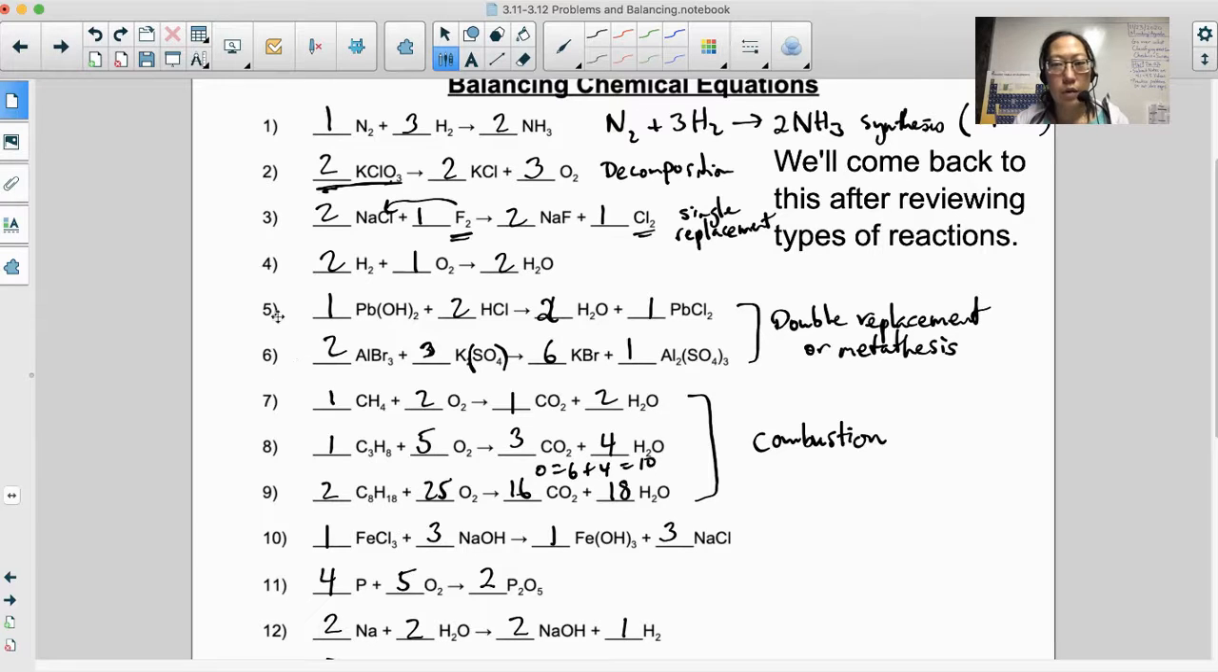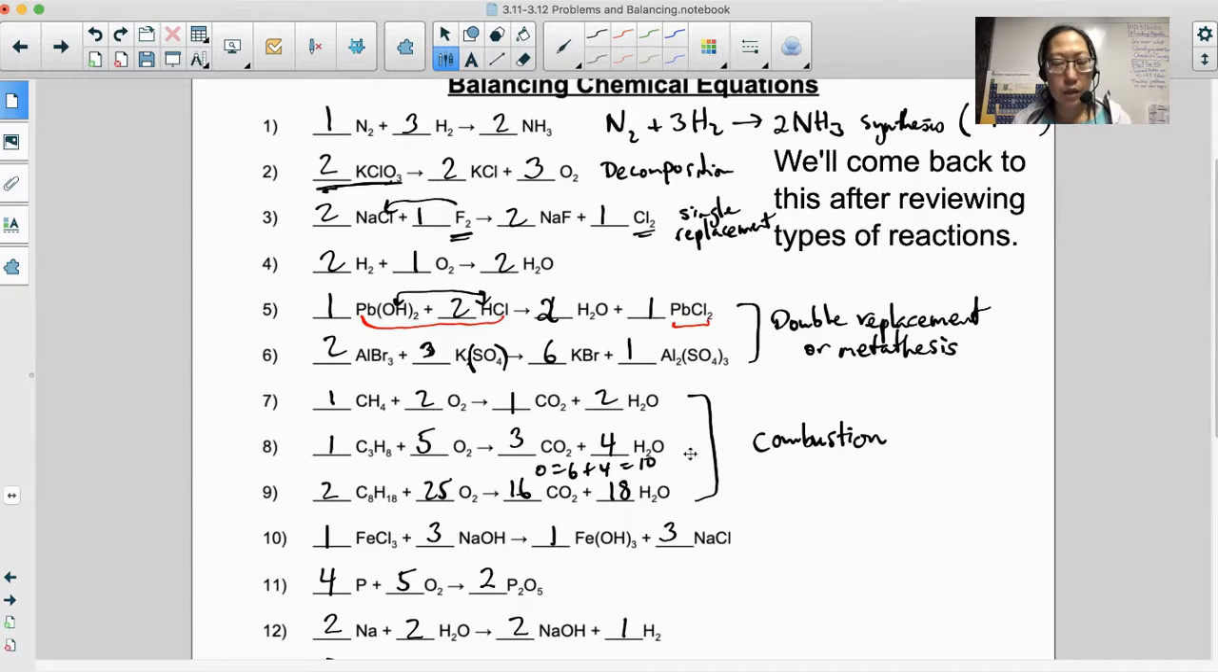Here in 5 and 6 are double replacements, or metathesis reactions, where we have two compounds and the ions switch places. You can see here in number 5, this H+ ion, hydrogen ion, combines with the OH to form H2O, and then the Pb2+ ion is combining with the Cl- ion to form PbCl2. So these are the double replacements where ions switch places. Same with number 6.